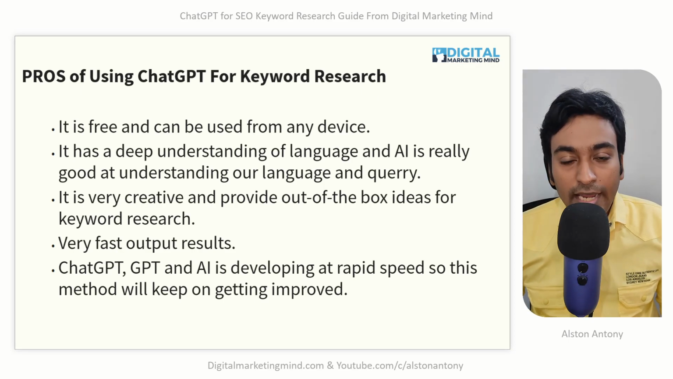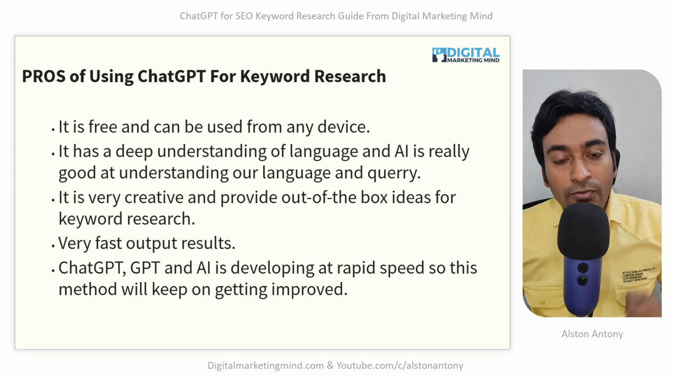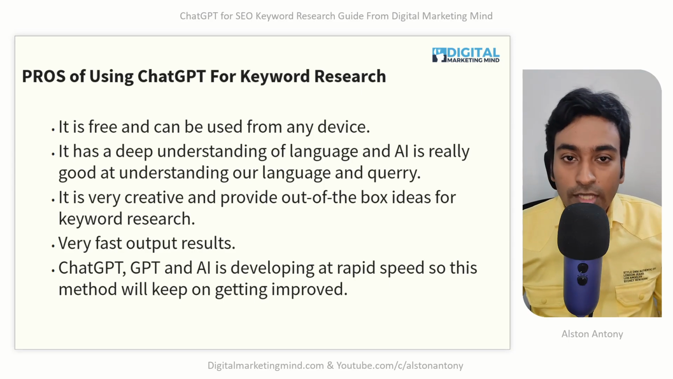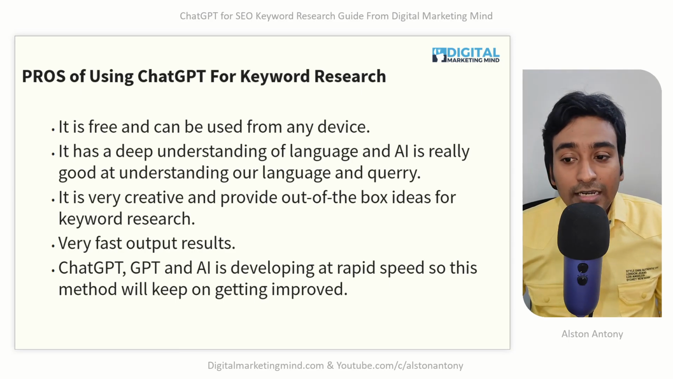Now quickly let me explain the pros of using ChatGPT for keyword research. First, it is free right now, and it can be used from any device. Even though there is a Plus plan, you don't need to be a subscriber to use this. You can use the free ChatGPT itself. It is more than enough for most people. It has a deep understanding of language, and AI is really good at understanding our language and queries.